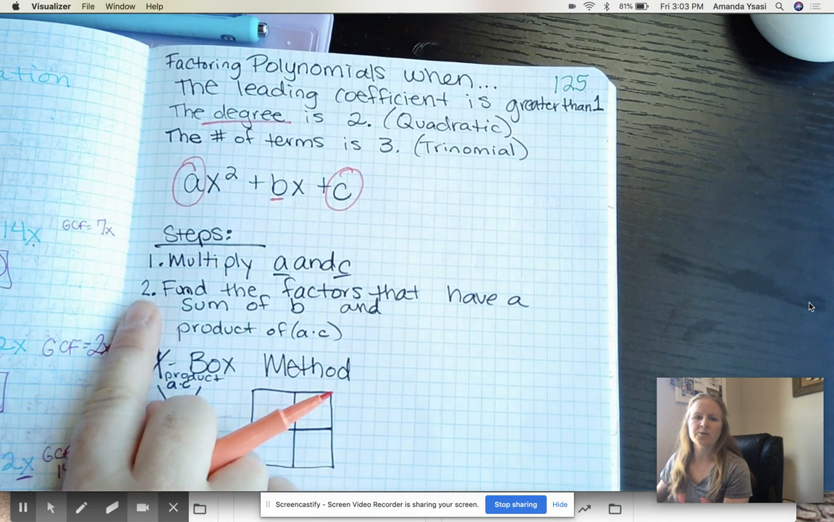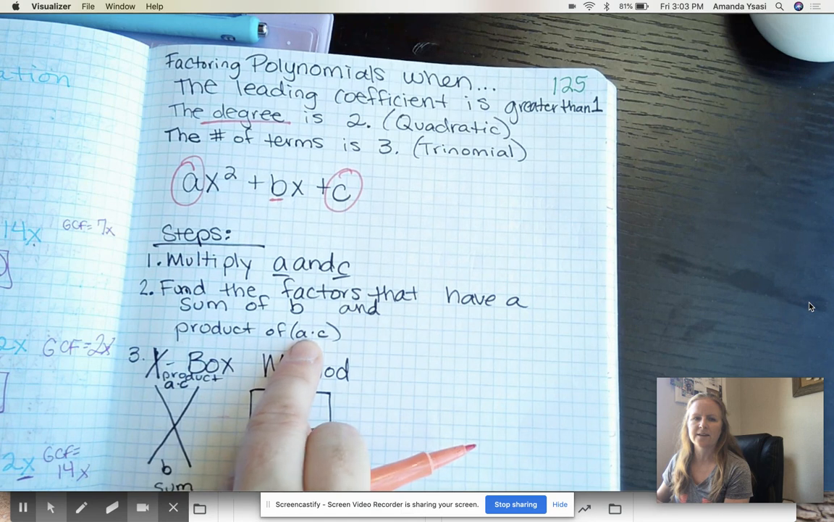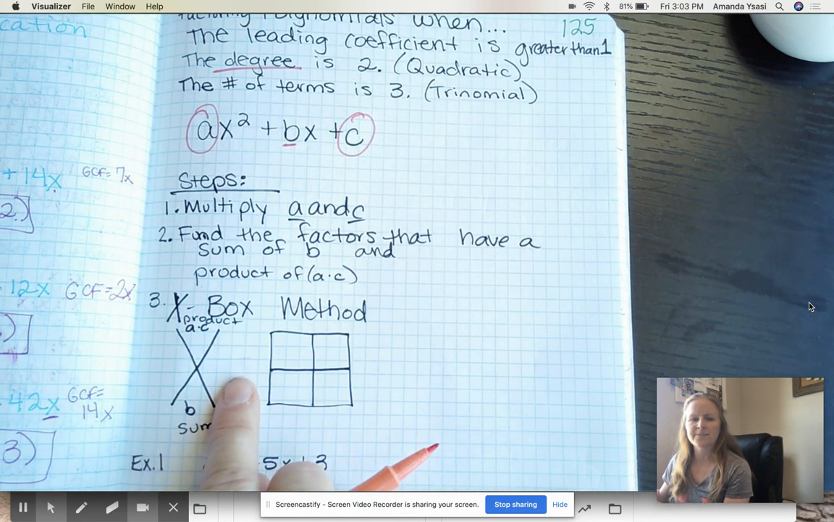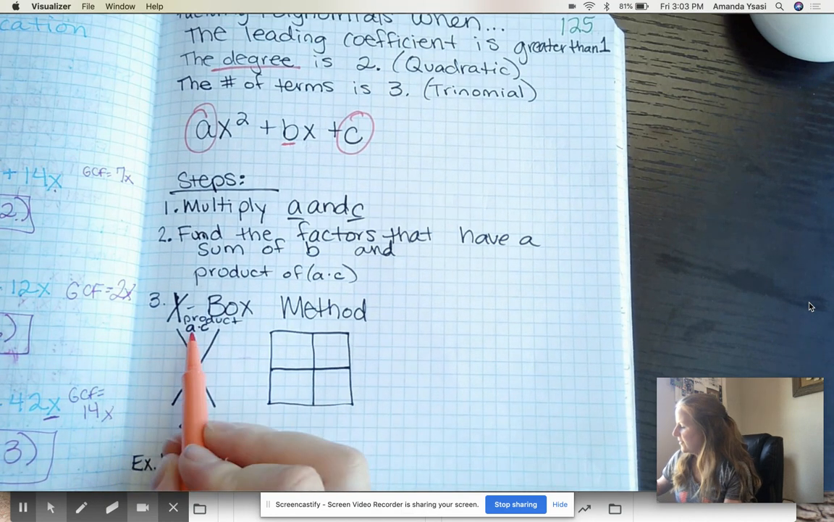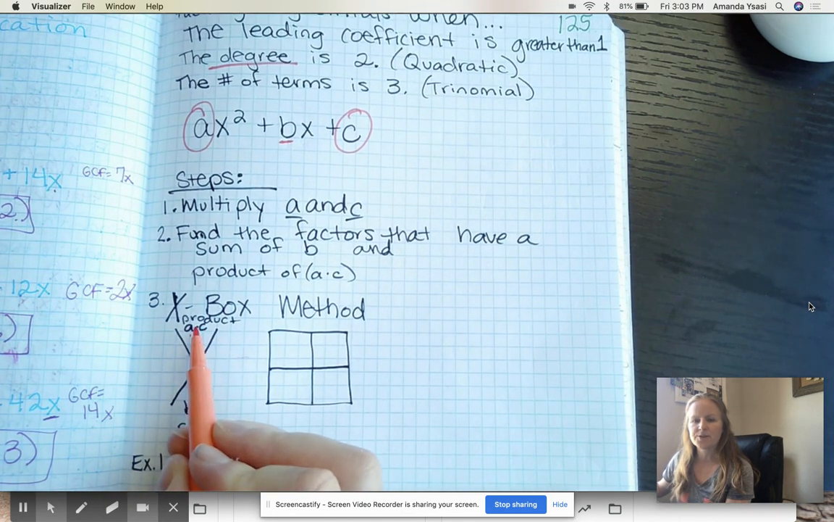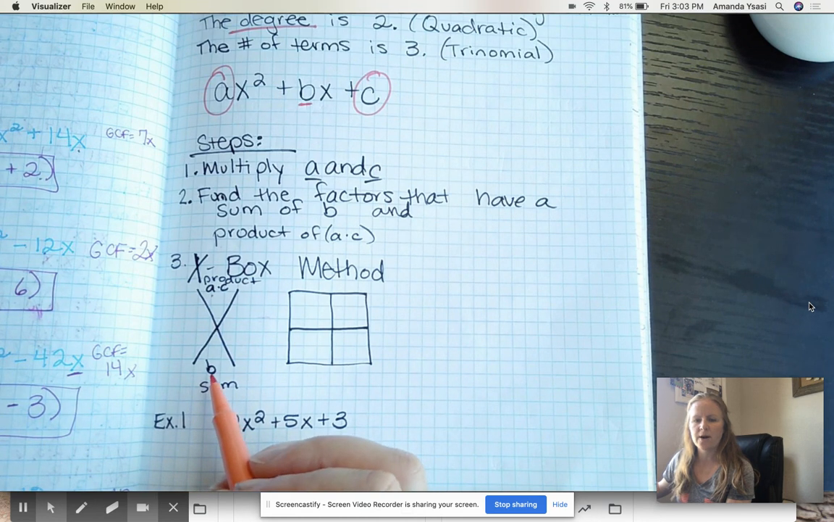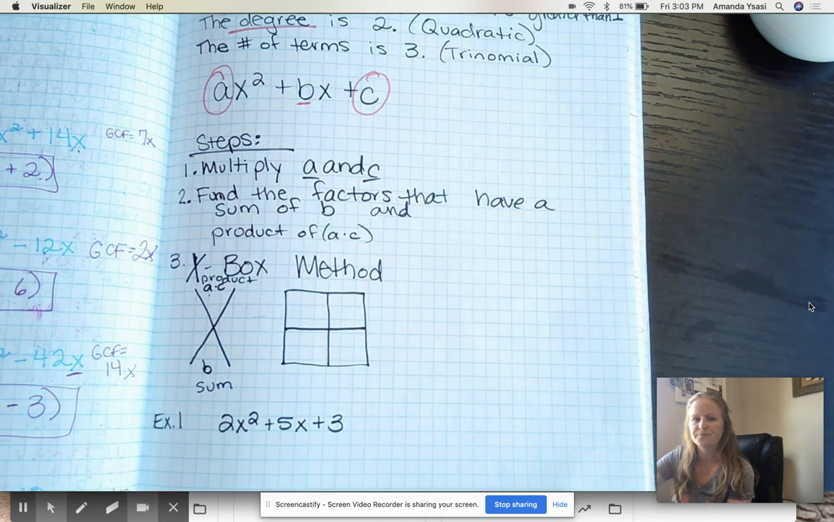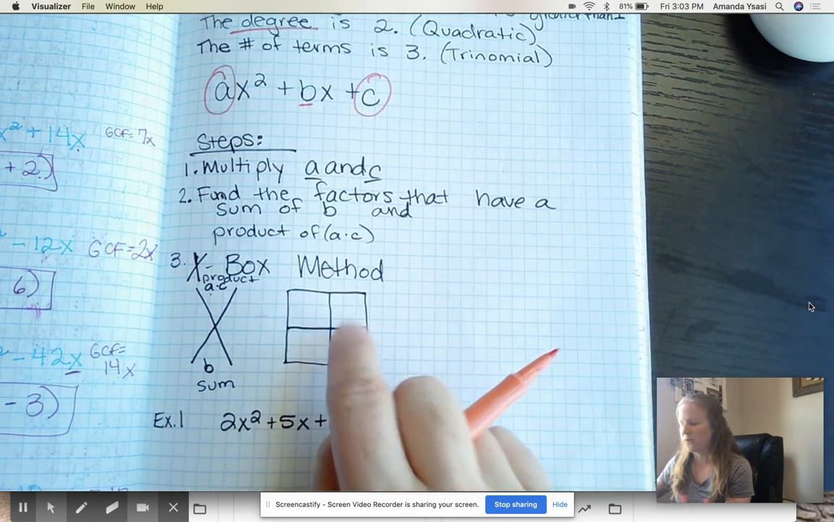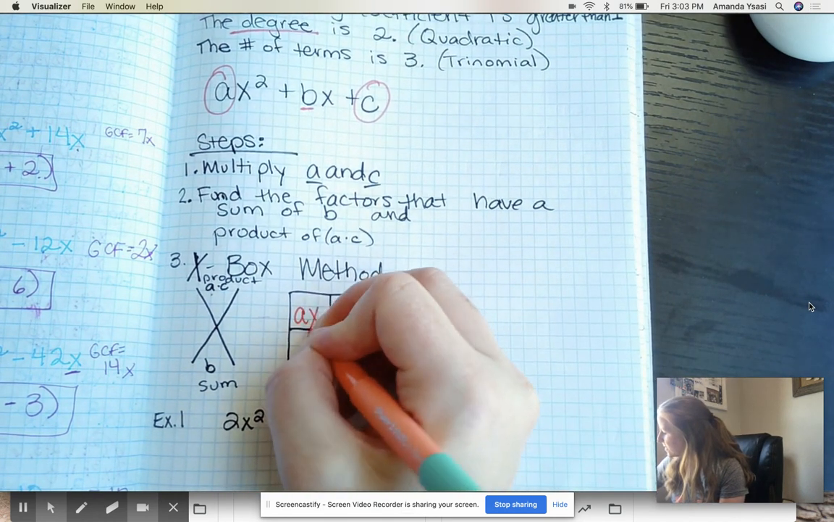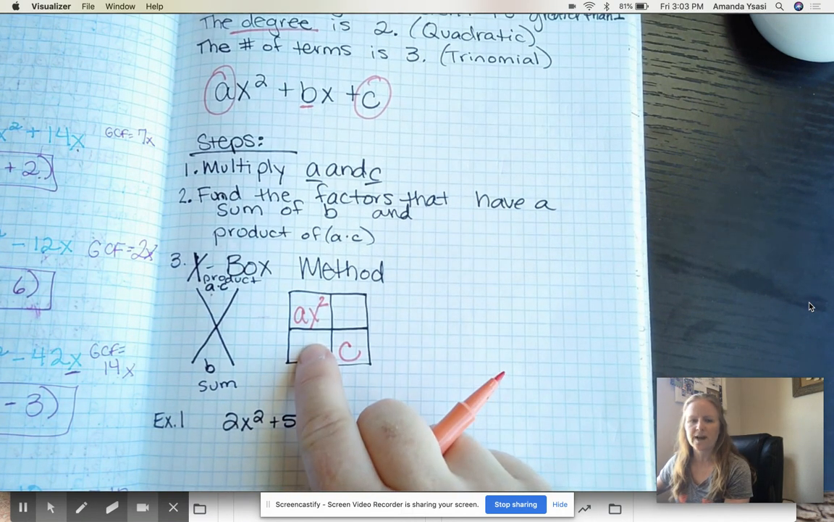Number 2, find the factors that have a sum of b and a product of ac. And we're going to use this X box to help us organize our work. So I have this X here. The a times the c goes on top. That's your product. And the b is your sum. And it goes on the bottom of the X. And then we use our box like we were doing before, where we have the ax squared here and we have our c here. And then those are our 2 factors.